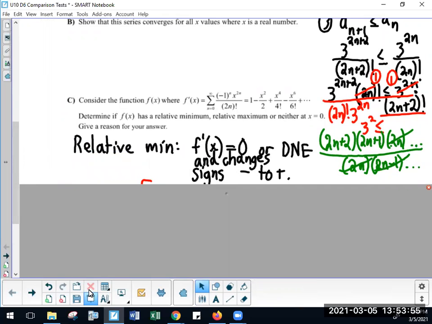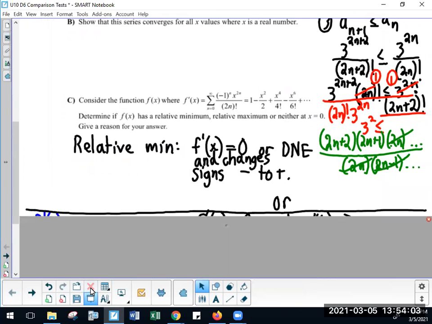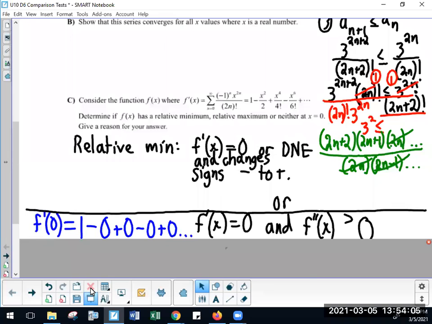From negative to positive, right? Okay. Did you remember there is another way to do that? Which is that one. If the first derivative is 0 and the second derivative is positive, you would also have a relative minimum. That's called the second derivative test.